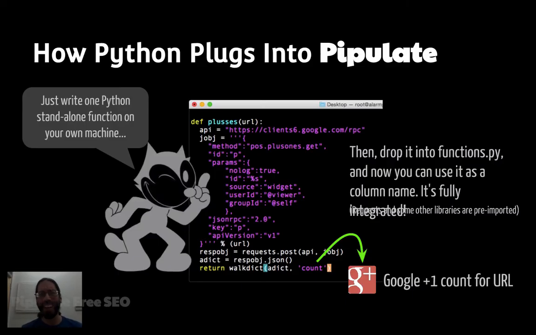So how does Python plug into this Pipulate thing that I'm talking about? Well, it's really easy to get Python running on your own system, and any standalone function that you write, something that can take some input and look something up on the internet and return a value, is plug-in ready into Pipulate. Any standalone Python function is a plug-in to Pipulate, and then it just magically becomes available as one of the column function names. I'll have to fix the spacing here, but this function you're looking at is how you pull Google Pluses.